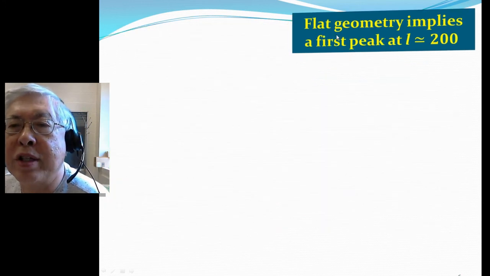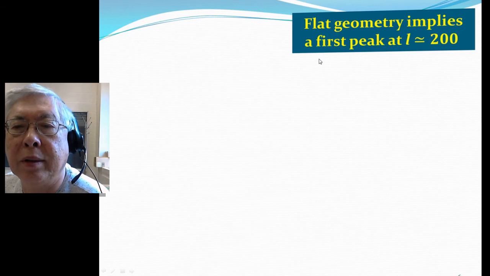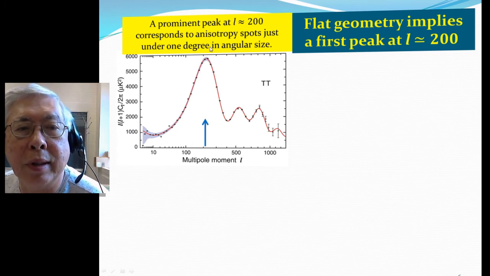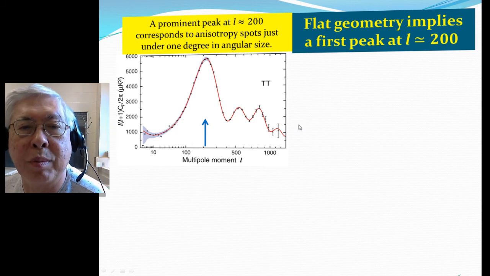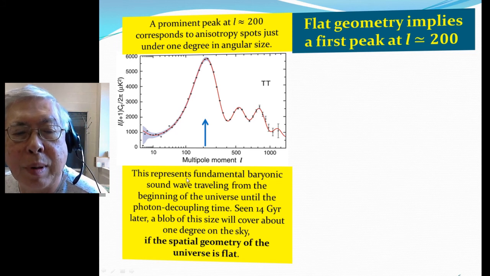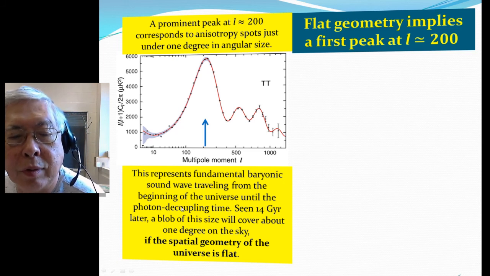So we say flat geometry implies the first peak at 200. And in fact, there is a peak at 200, so we claim this as evidence for flat spatial geometry. Because this represents the fundamental baryon sound wave traveling from the beginning of the universe until the photon decoupling time. Now, seen 14 billion years later, a blob this size will cover about a degree in the sky, if the spatial geometry of the universe is flat.